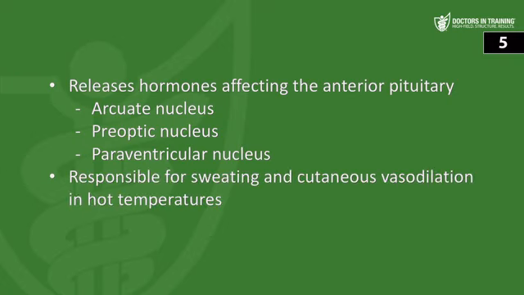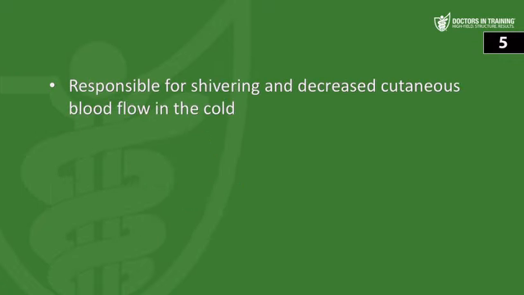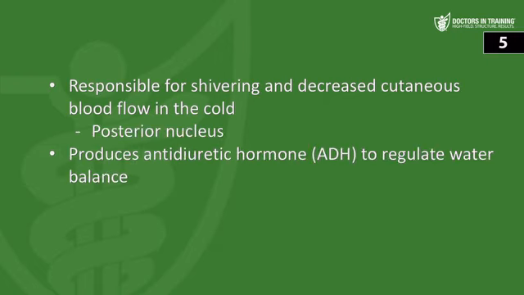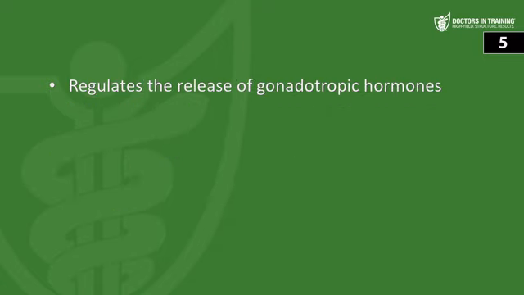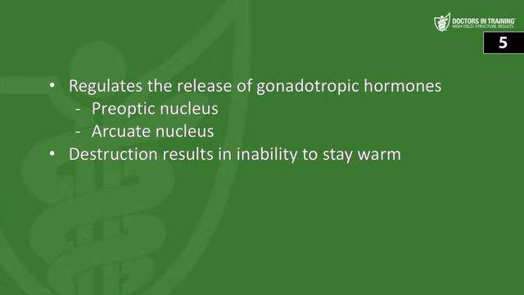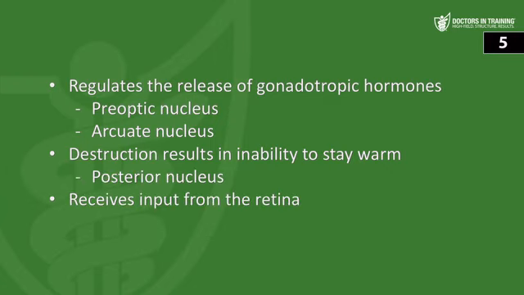Responsible for sweating and cutaneous vasodilation in hot temperatures. That's the anterior nucleus. Responsible for shivering and decreased cutaneous blood flow in the cold, that's the posterior nucleus. Produces ADH to regulate water balance, that's the supraoptic nucleus. Regulates the release of gonadotropic hormones, that's the preoptic nucleus and the arcuate nucleus. Destruction results in inability to stay warm, that's the posterior nucleus. Receives input from the retina, that's the suprachiasmatic nucleus, which receives that retinal input to regulate circadian rhythms.